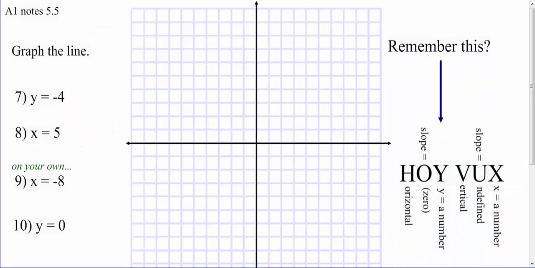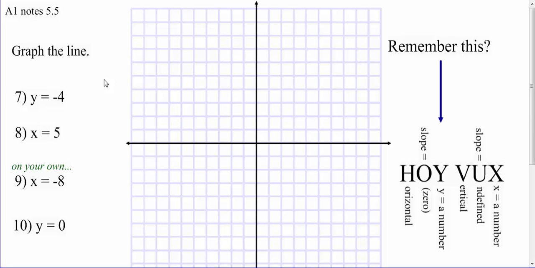All right, let's change gears a little bit and go away from standard form and go back to what we know about vertical and horizontal lines. I've got a little reminder over here on the right. Remember this, the HOY VUX thing. Some of you know that well. Some of you might want to get that thing figured out, I'm thinking.